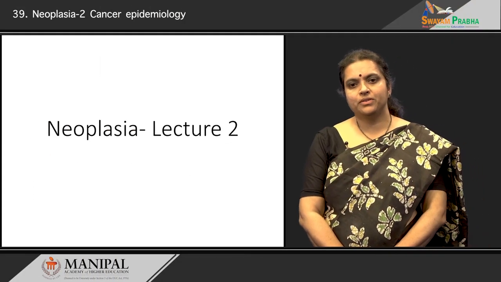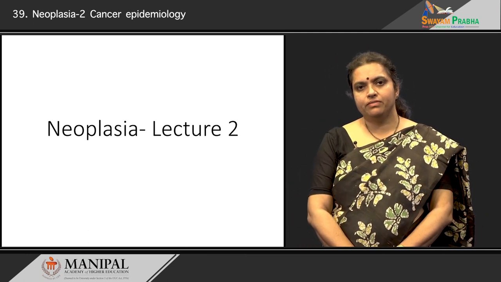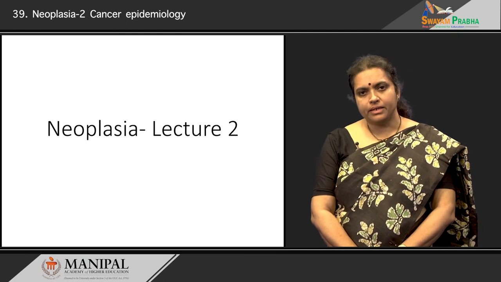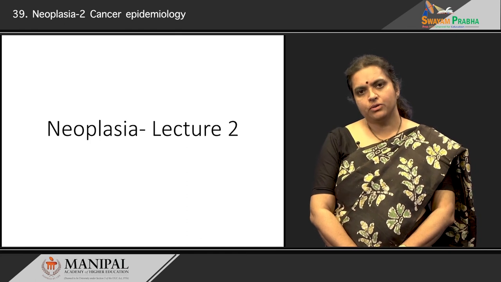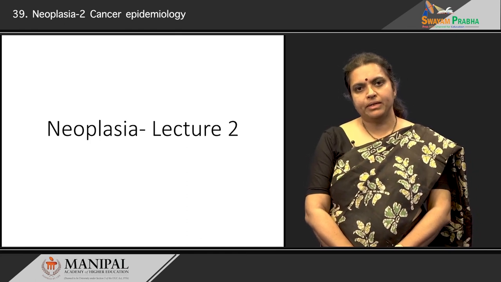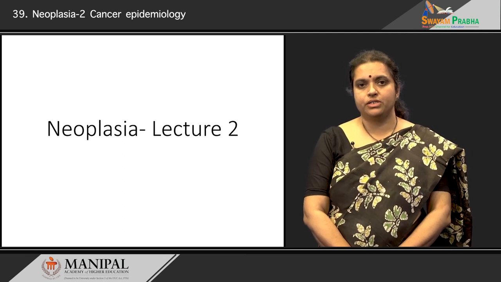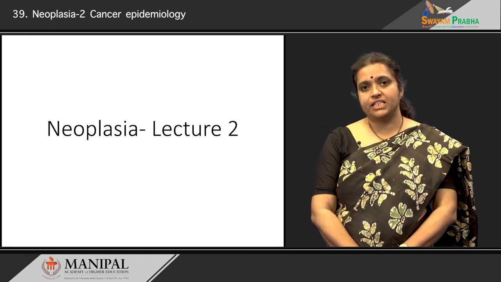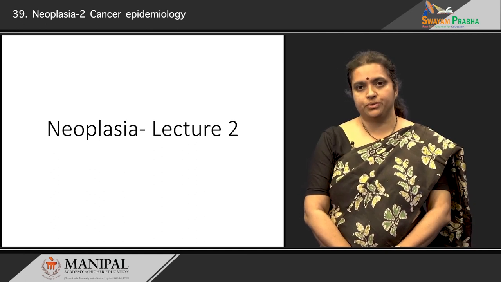Hello and welcome to this lecture on neoplasia. In today's lecture, we will talk about cancer epidemiology, which means the study of cancer in populations, as well as a little bit about carcinogenesis, mainly chemical and radiation carcinogenesis. What is carcinogenesis? Carcinogenesis is the way cancer develops, the genesis of cancer, when it occurs due to certain substances such as chemicals and due to exposure to radiation.